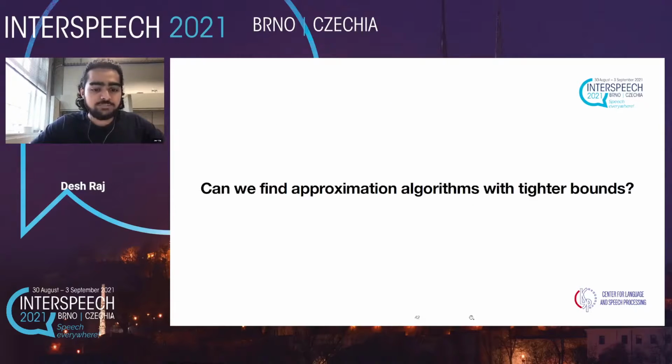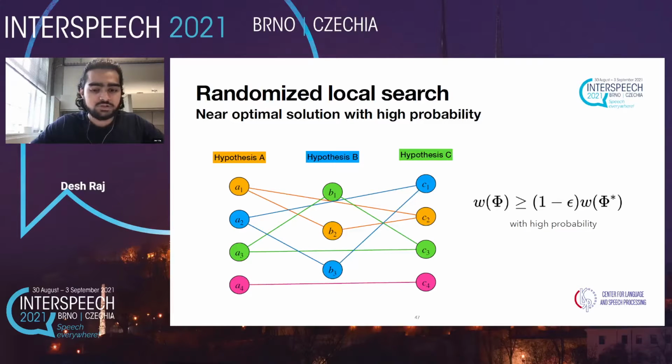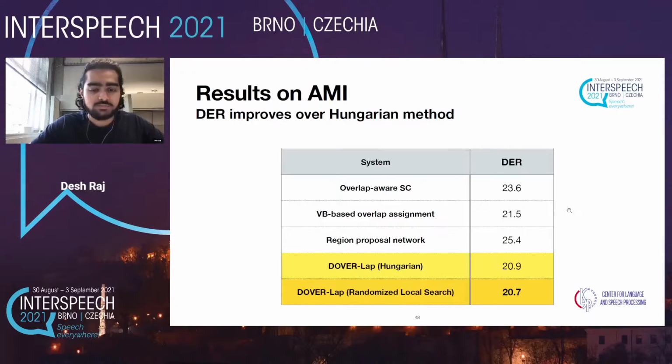We can also find approximations with tighter bounds. I won't go into the detail here, but we have an algorithm based on randomized local search, which can be used to show that we can obtain solutions with near optimal guarantees and with high probability, and which also empirically performs better than the linear time overlap algorithm.